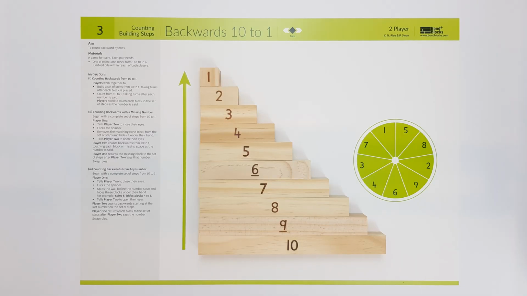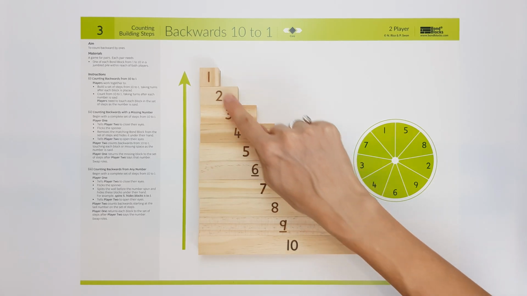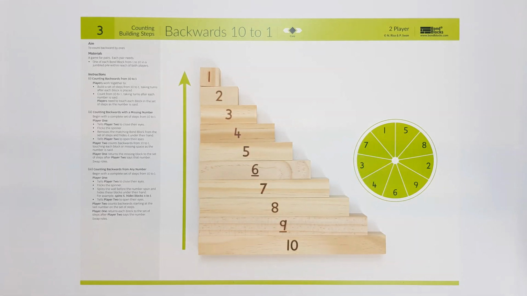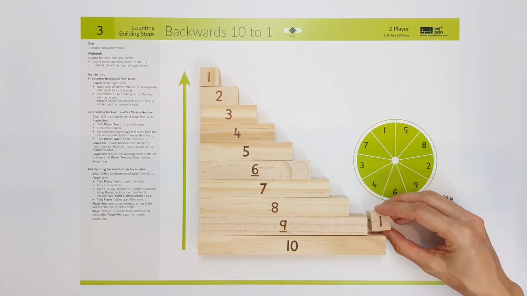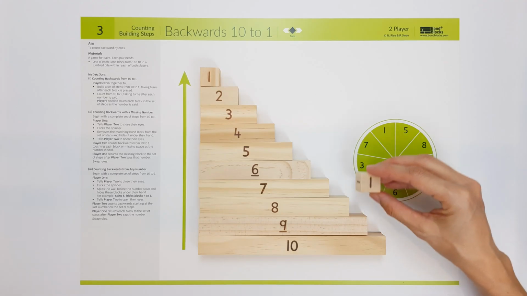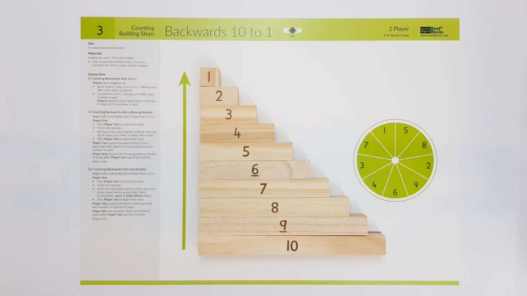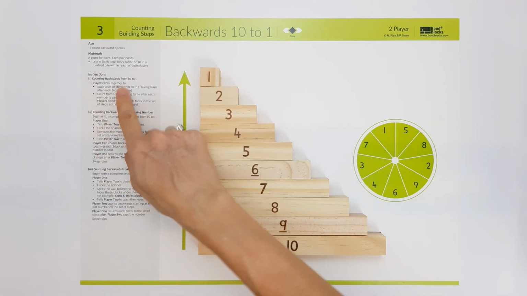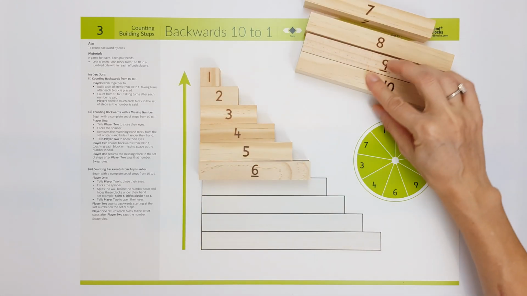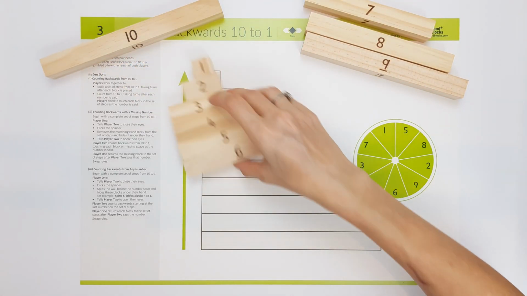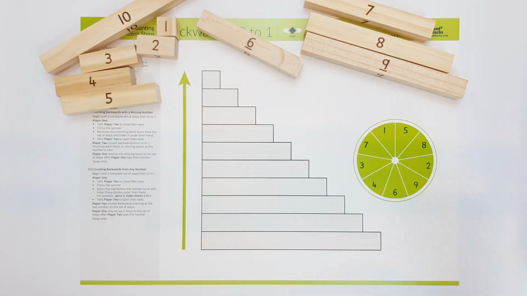In this activity, we are going to be developing fluency counting backwards in the correct order from 10 to 1. We will also be developing the concept that each number in the counting sequence is one less than the number before it. To complete the first activity, you need one of each block from 1 to 10 arranged in a jumbled pile within reach of both players.